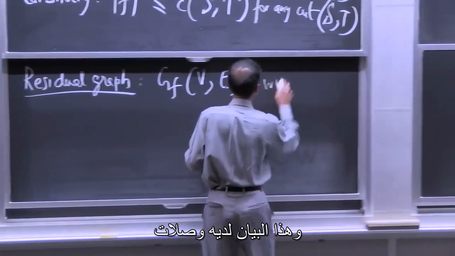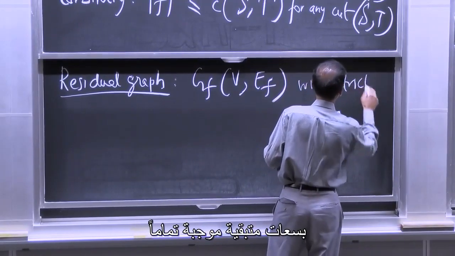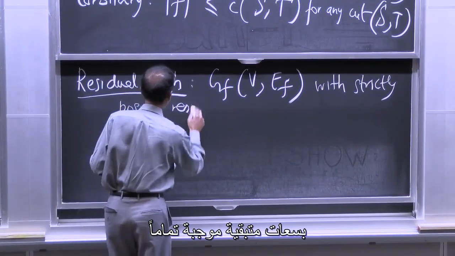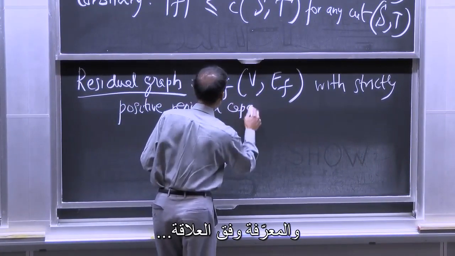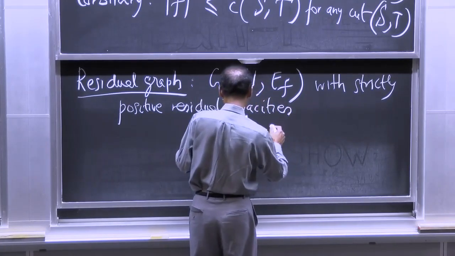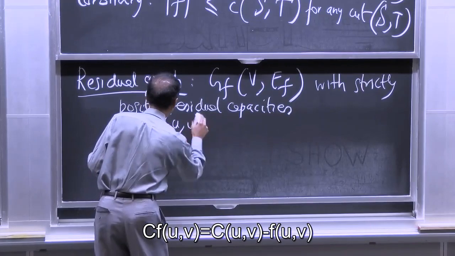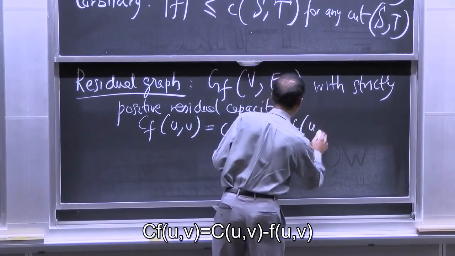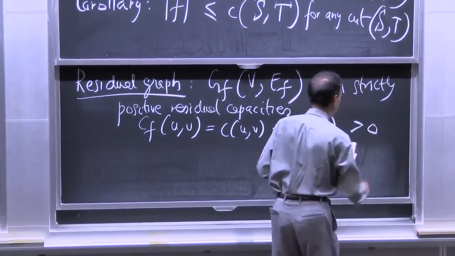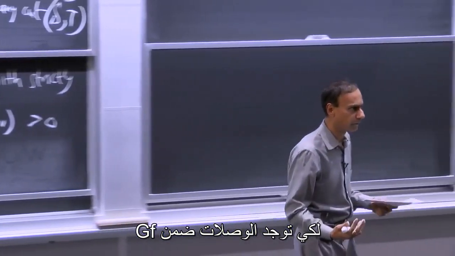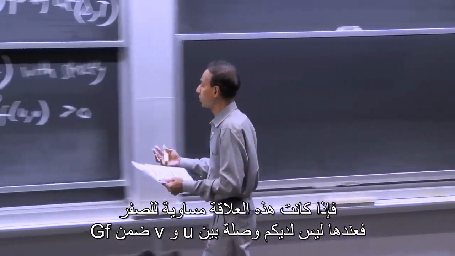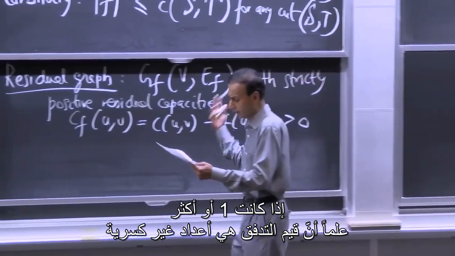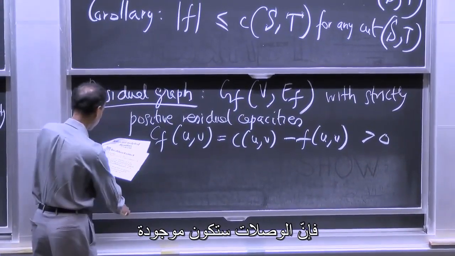And this graph has edges that have strictly positive residual capacities, which are defined as c_f(u, v) equals c(u, v) minus f(u, v), and this needs to be strictly greater than 0 in order for the edge to exist in G_f. So if this is 0, then you don't have an edge between u and v in G_f. If it's 1 or greater, assuming integral flow values, you will.